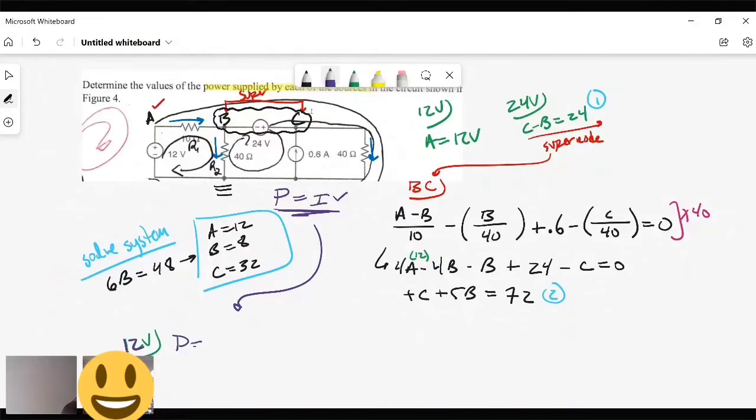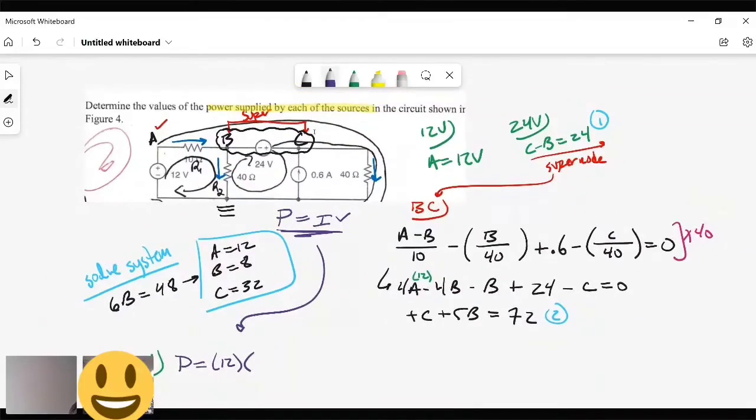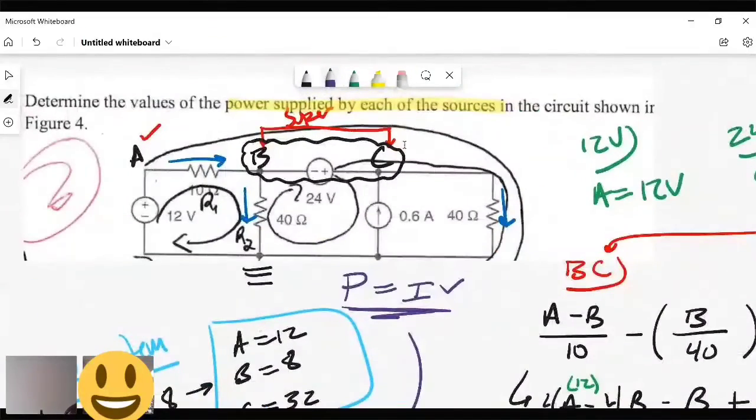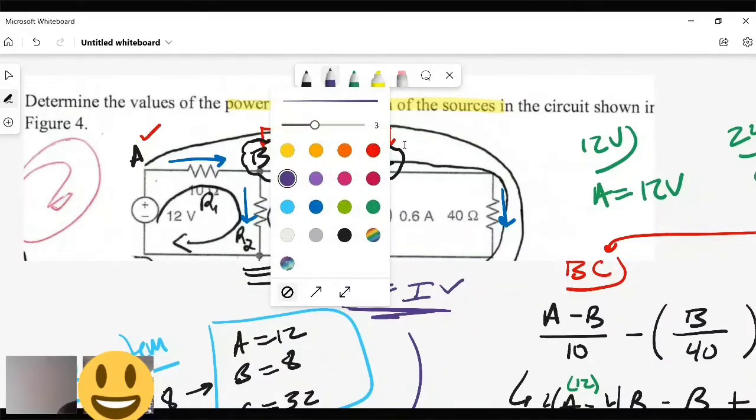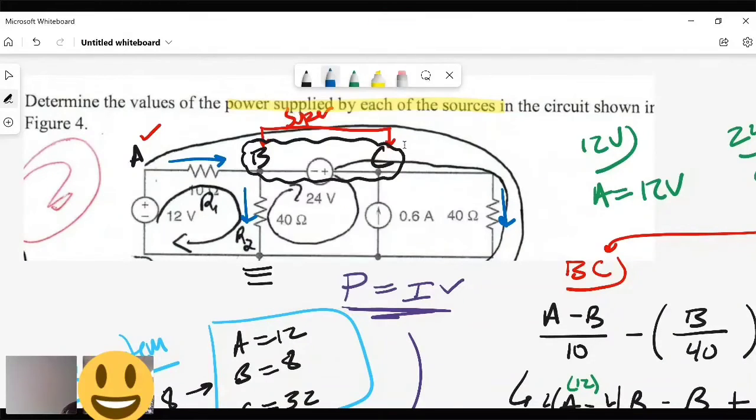So power is going to be, the voltage is 12. The current, what's the current? So let's take a look at this. Zoom in a little bit. The current passing through this 12 volt, where is that current going? What is it passing through? A. Good. It's passing through A, which means that that's the same current that hits that 10 ohm resistor.